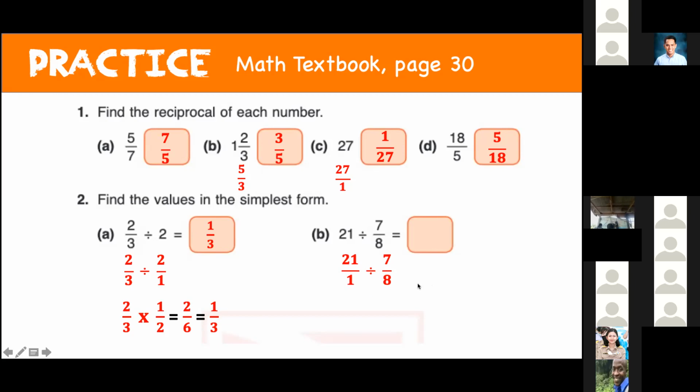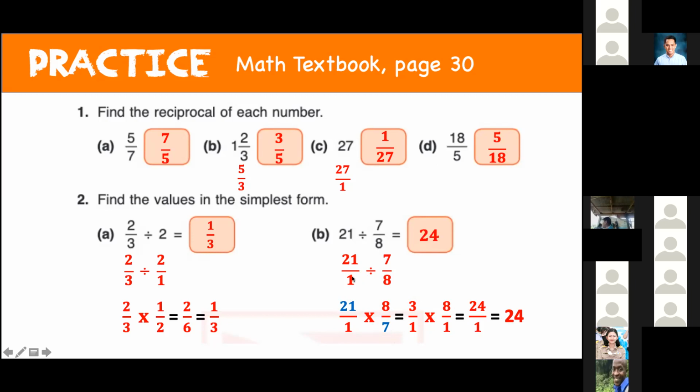Okay, if you write it like this, 21 over 1 times 8 over 7. Okay, 21 and 7, you can divide by 7. So 7 becomes 1, 21 becomes 3. 3 times 8 is 24. 1 times 1 is 1. So the answer is 24.